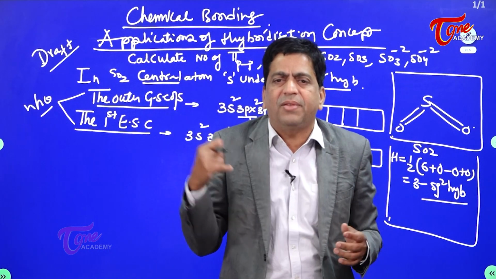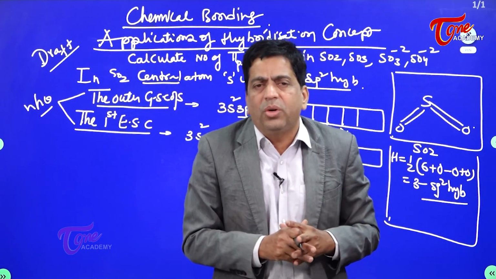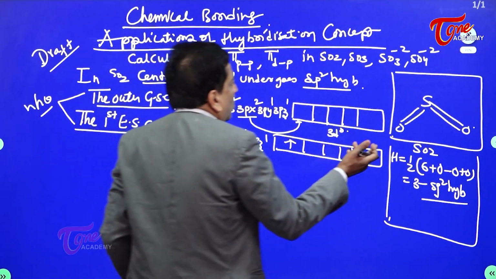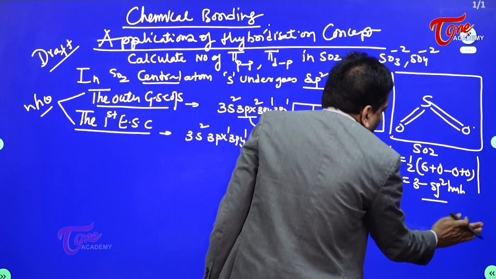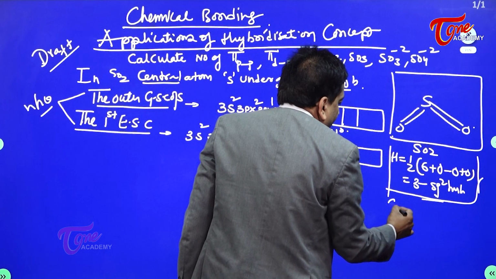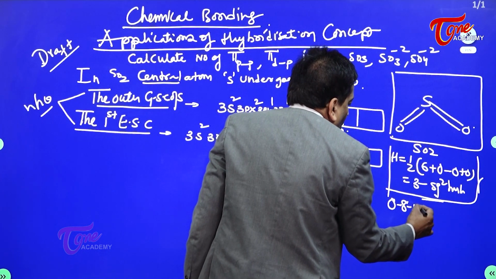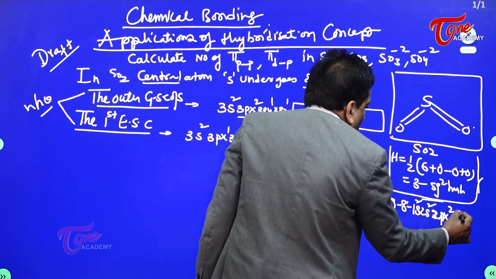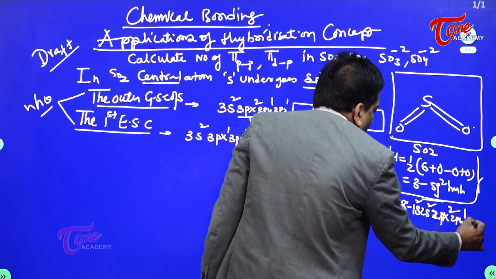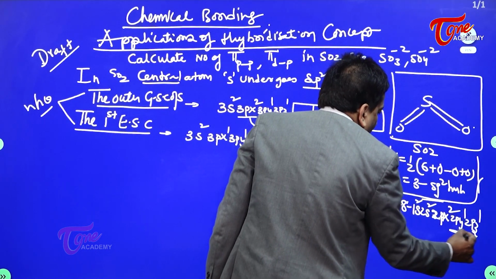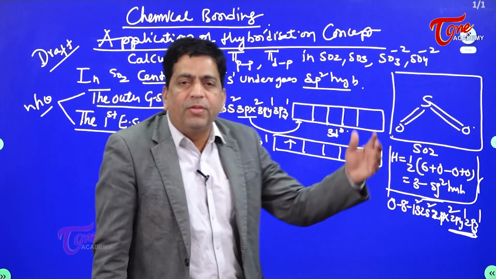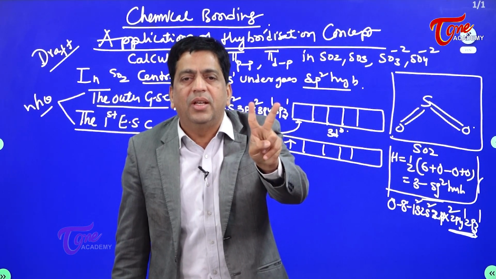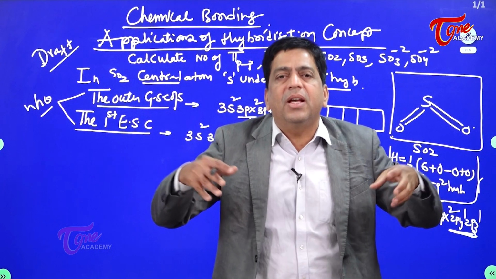Now why do you want it to prepare in this fashion, you might be asking. Remember, if you look into the oxygen configuration, it has 2 unpaired electrons. This is how the oxygen looks. It is 8, so 1s2, 2s2, 2px2, 2py1, 2pz1. You can see 2 unpaired in oxygen. So when one oxygen approaches sulfur, it is coming with 2 unpaired electrons. Like that, there are 2 oxygens approaching sulfur.